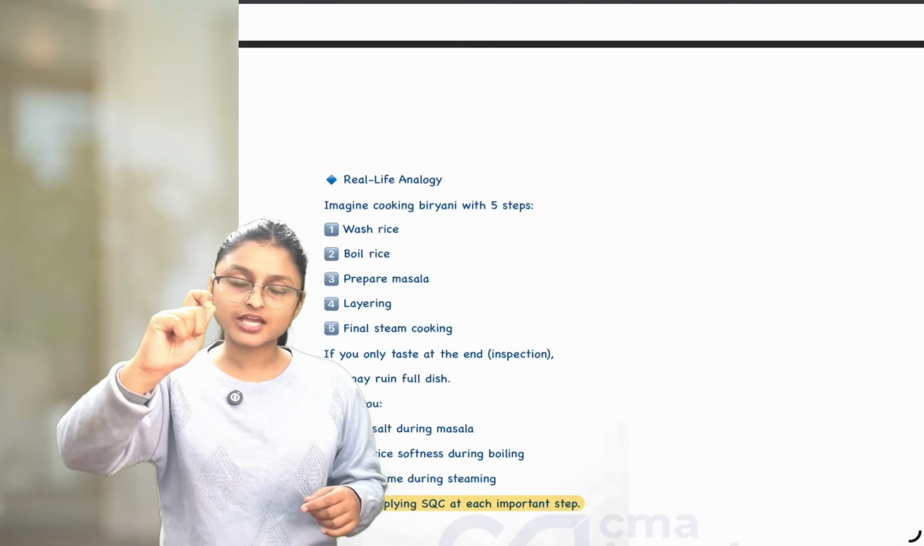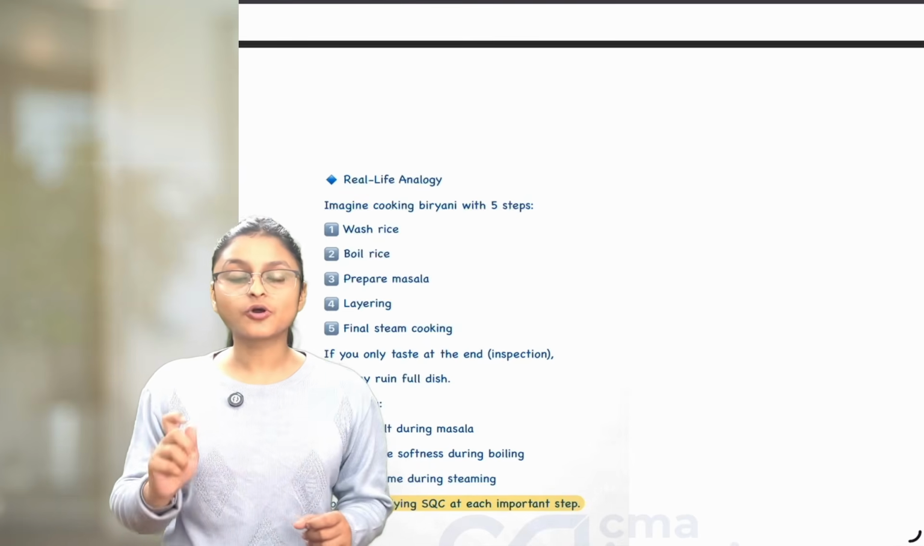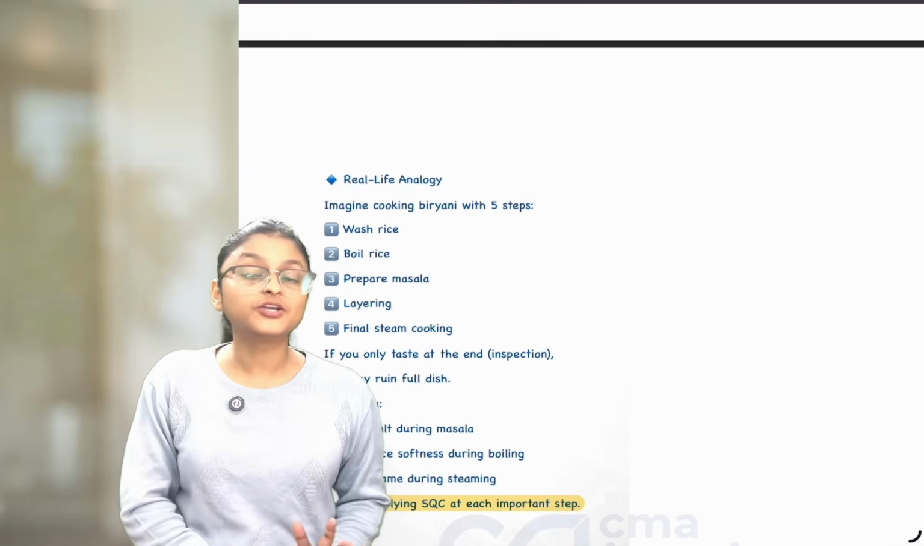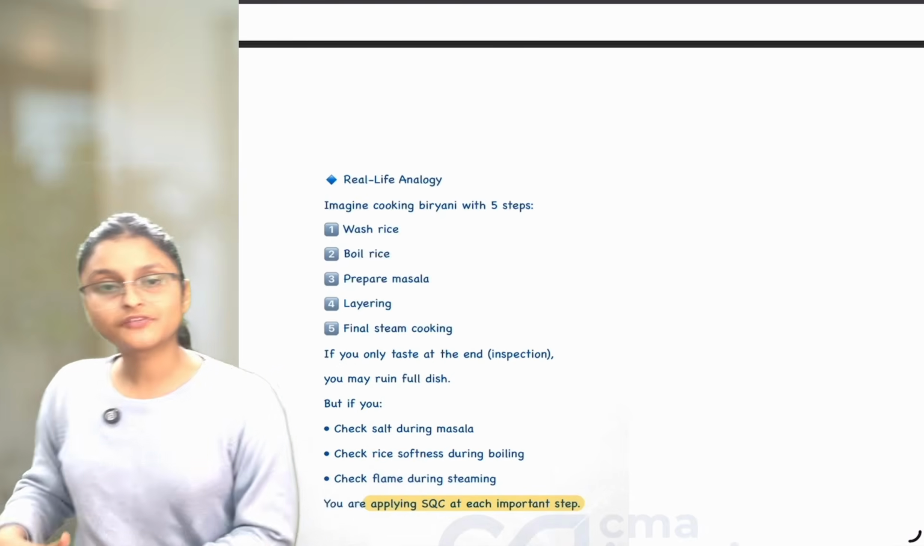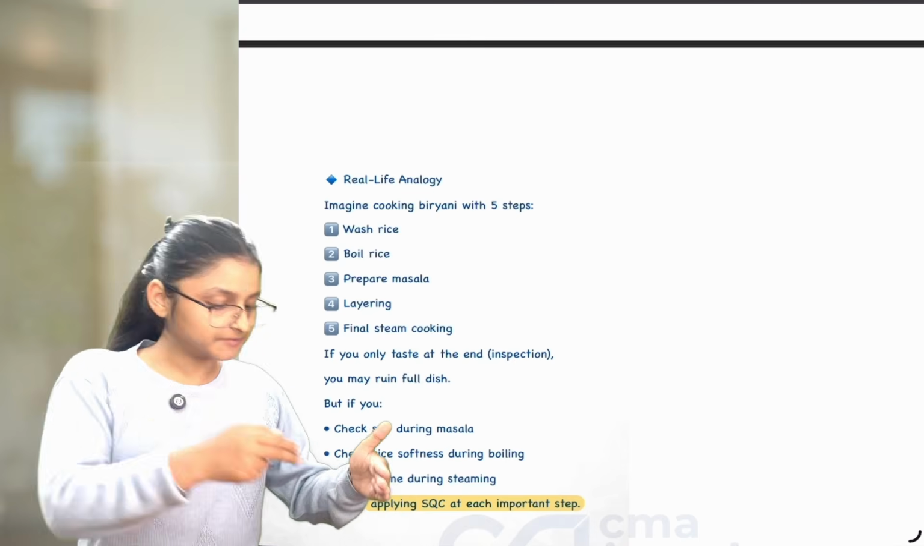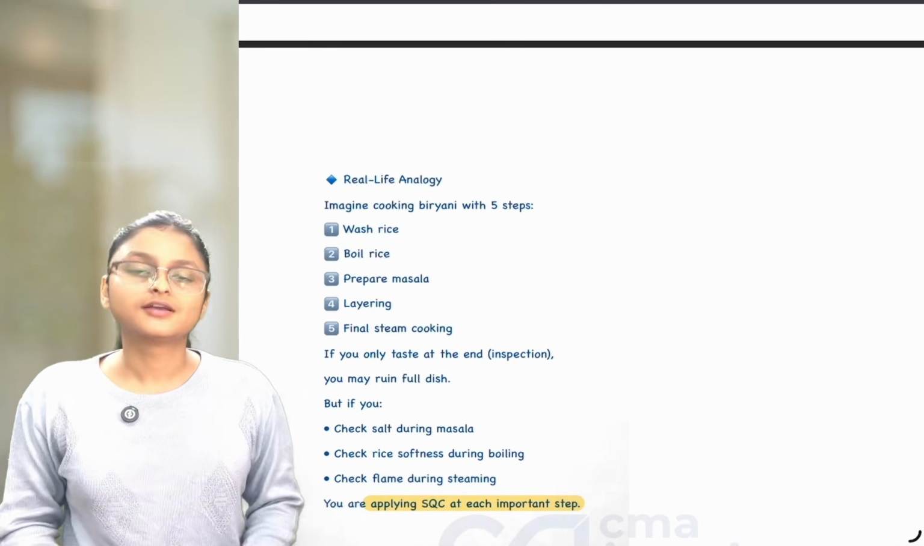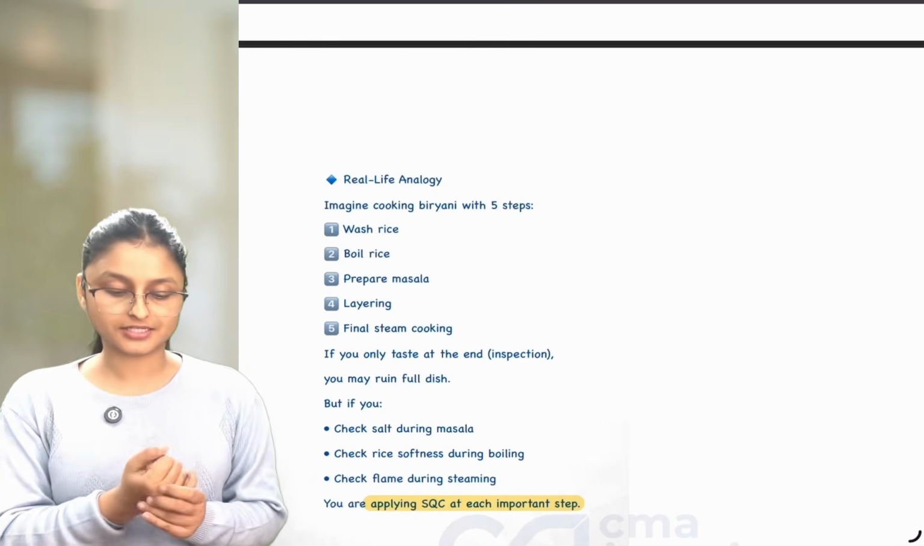After boiling, check the smoothness of rice. After adding masala or salt, check whether it's added properly or not. And after final steaming, also check the product. So when you apply checking after every process, or after every important process, you are following statistical quality control.